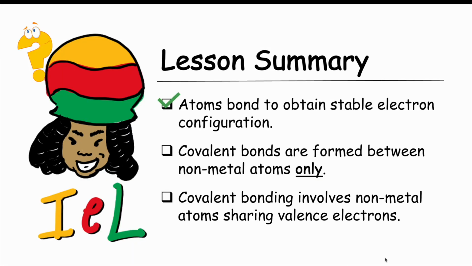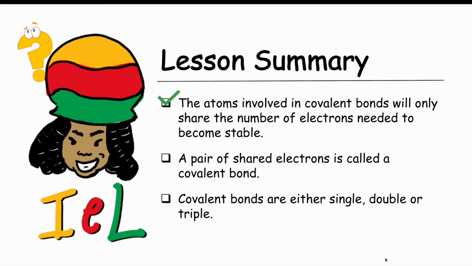Atoms bond to obtain a stable electron configuration. Covalent bonds are formed between nonmetal atoms only. Covalent bonding involves nonmetal atoms sharing valence electrons. The atoms involved in covalent bonds will only share the number of electrons needed to become stable. A pair of shared electrons is called a covalent bond. Covalent bonds are either single, double, or triple.